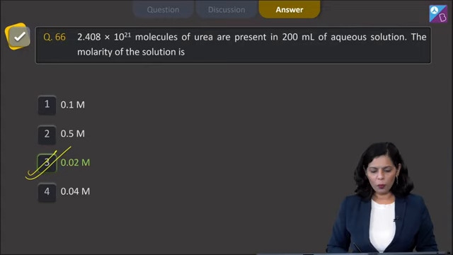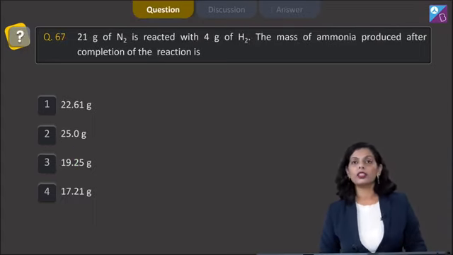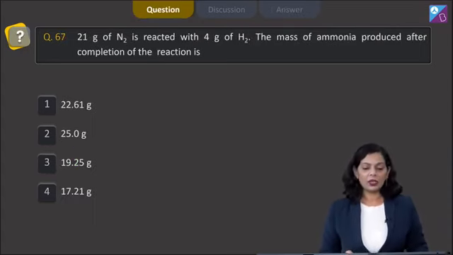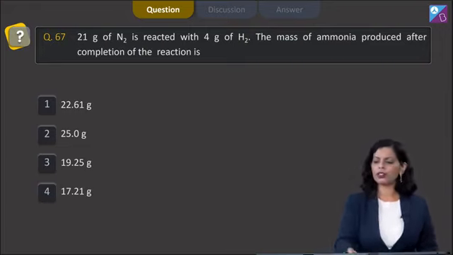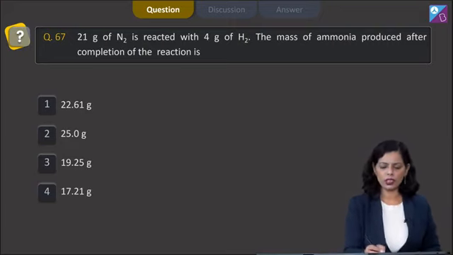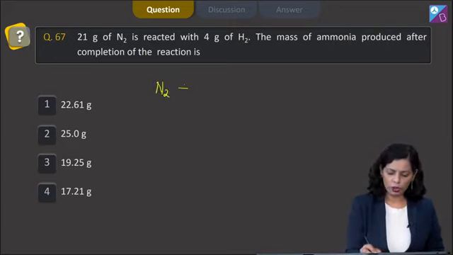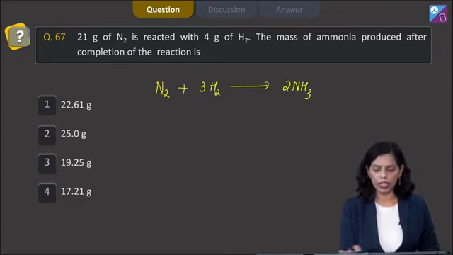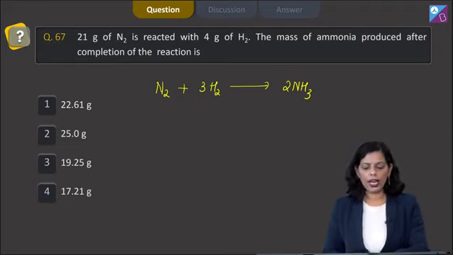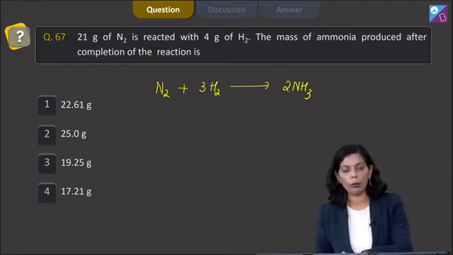Now, the turn is for the next question, number 67. 21 gram of nitrogen is reacted with 4 gram of hydrogen. The mass of the ammonia produced. So, Haber process it is for the formation of ammonia. Nitrogen is combining with hydrogen, giving you ammonia, though the equilibrium is maintained in this reaction. But I am writing this way. So, nitrogen combining with hydrogen forming ammonia.